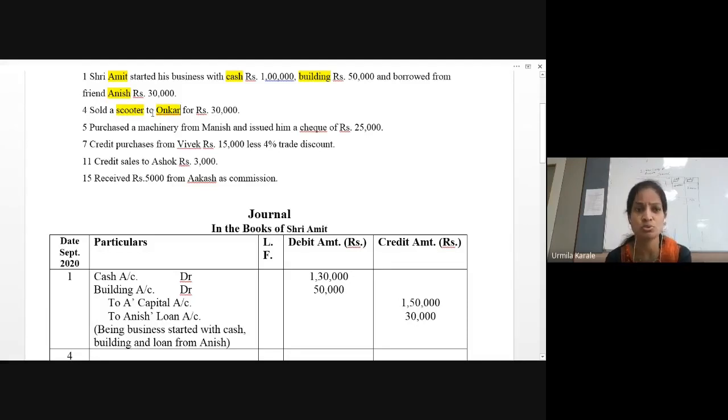You have sold the scooter to Omkar for 30,000. So scooter is an asset, right? Asset you are selling, and Omkar is the receiver. When you sell, he'll receive it. So he is the receiver, debit the receiver. And scooter is an asset, credit what goes out. So this has credit effect, and this has debit effect. First we record the debit effect. So Omkar account debit to scooter 30,000.